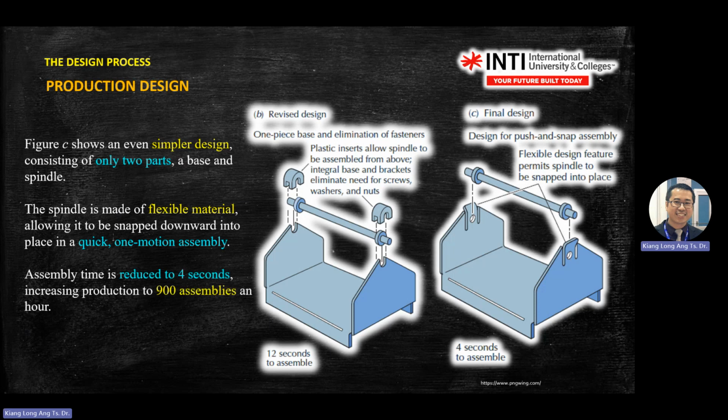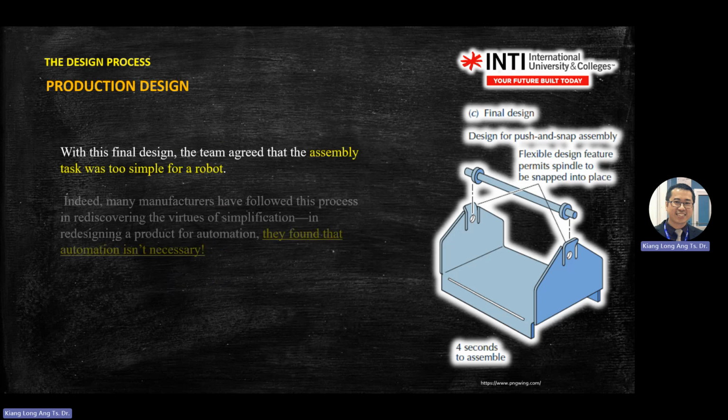It can now change from 300 assemblies to 900 assemblies in 1 hour. So this is a production design. Automation is not necessary in this case.